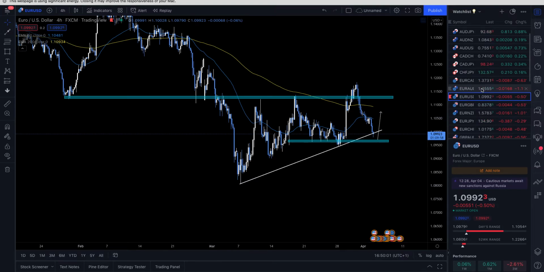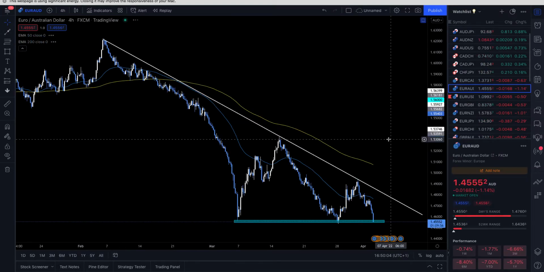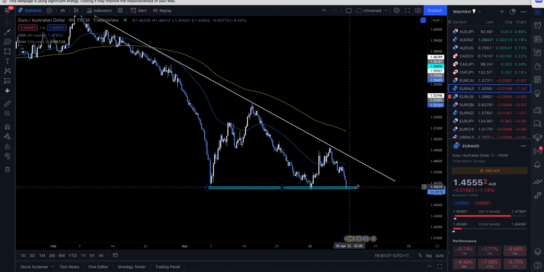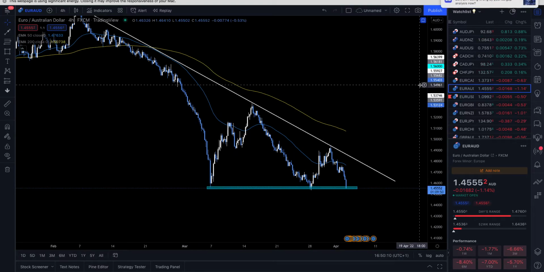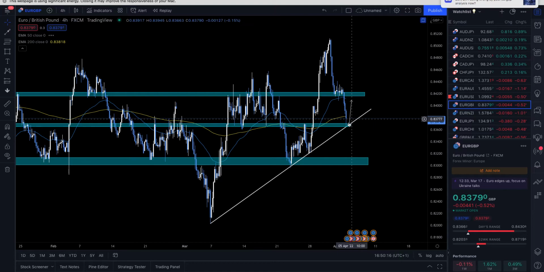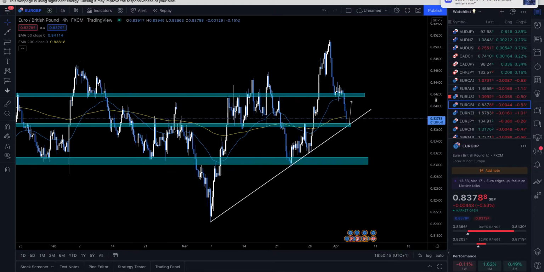which would signify euro strength. If we have a look at another euro currency pair, we can see EURAUD is back into this strong level of support. So it's possible we could see some rejection and reaction from there as well. That coincides nicely with a potential buying opportunity on EURGBP right now.